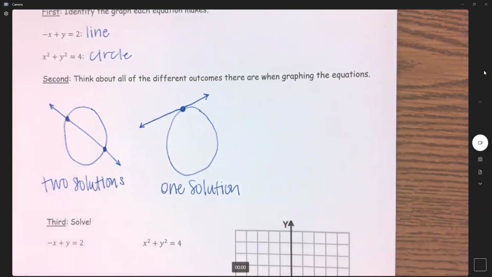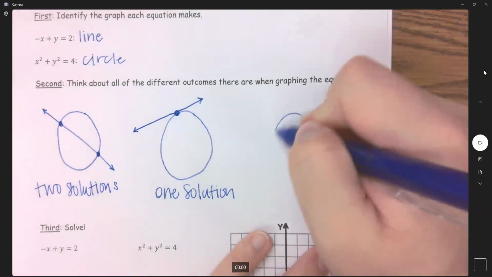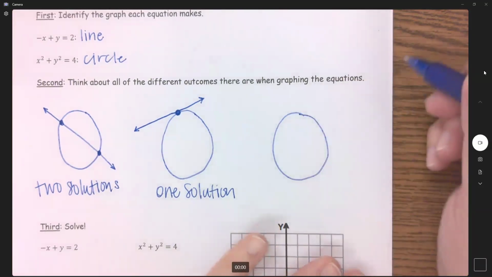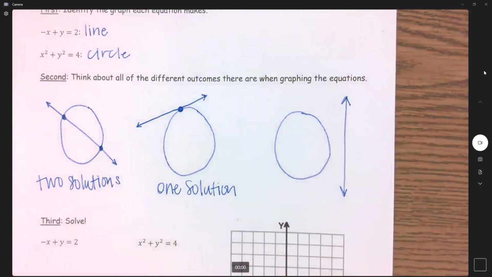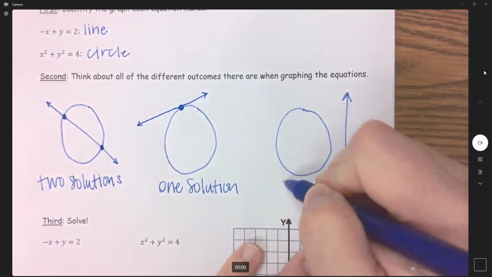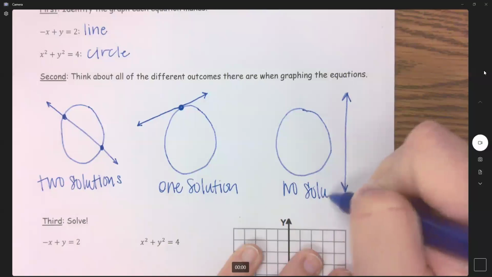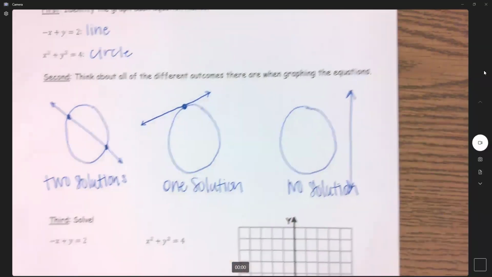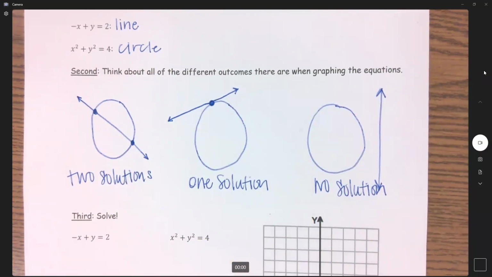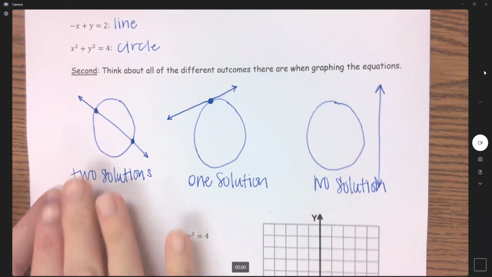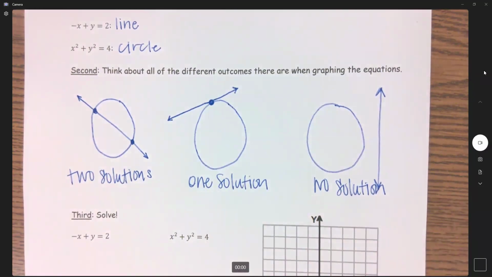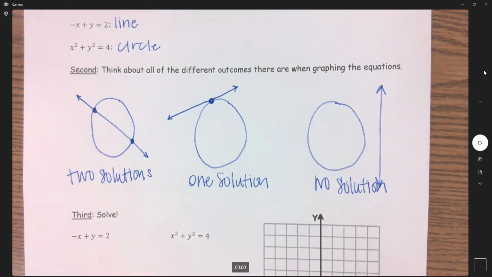And then probably the most common thing that's going to happen is I could have a circle and then a line that just completely misses it. So I would have no solution. Okay, so still 3 different outcomes. But this 2 solution one is a little bit different. And now I can see I don't have infinitely many. That's not a possibility. Okay, so now let's solve.